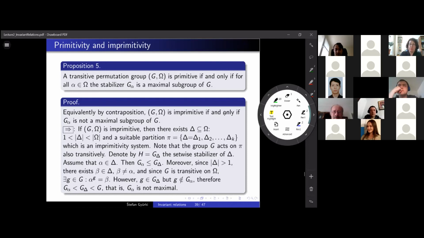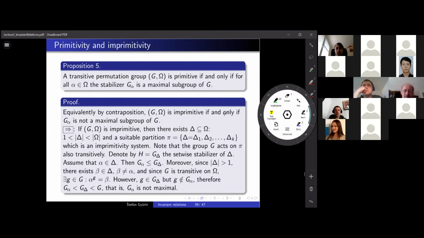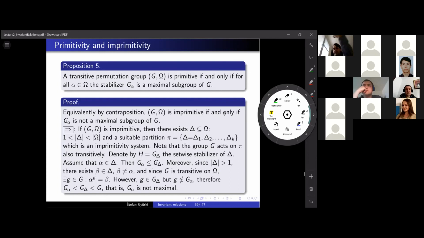Now, let us denote by H the setwise stabilizer of this concrete block delta, and take alpha from this block. Then each permutation which is fixing alpha should fix the full block delta, because delta is a block of imprimitivity. So we have that either a permutation fixes the full block or sends it to another block. But here we have the situation that the element alpha is fixed. That means that the full set delta should be fixed, because there is no other possibility.